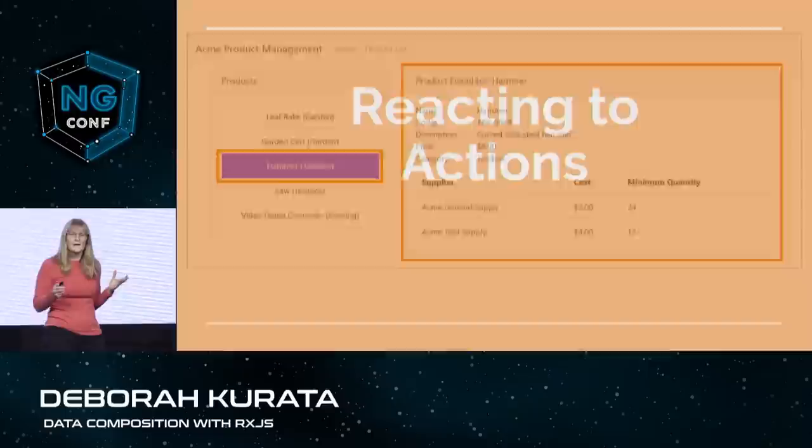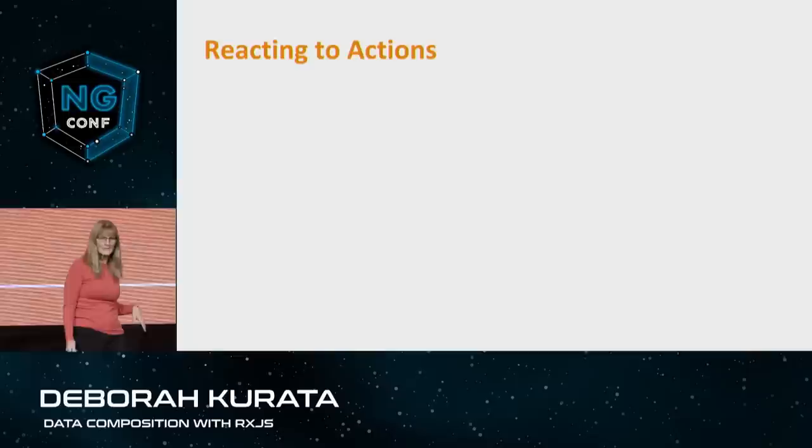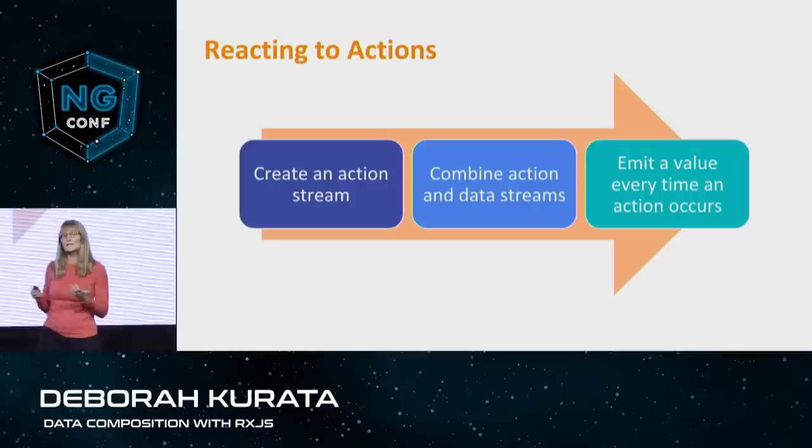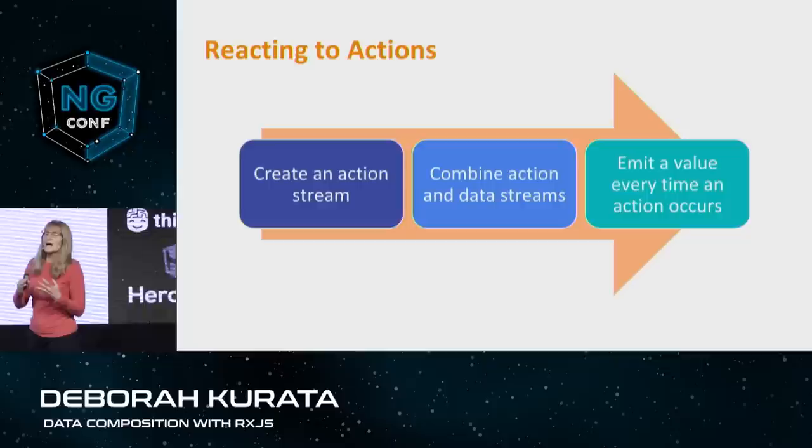We want to be able to combine our streams such that they can react to user actions. How do we do that? There are three steps that we can follow to make our code react to changes when we're following this declarative approach. First of all, we create a new stream that I call an action stream. Thanks to someone on Twitter, I was trying to find a good name for it, and an action stream seemed perfect. We need to combine our action stream with our data stream.